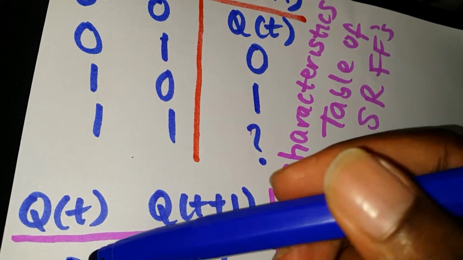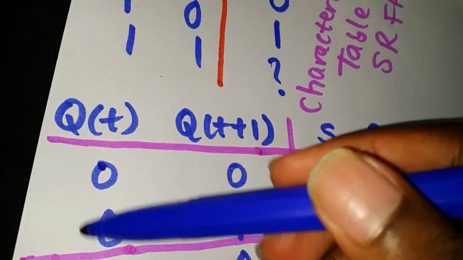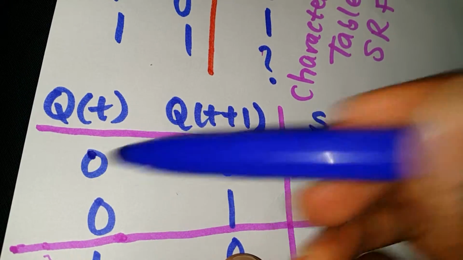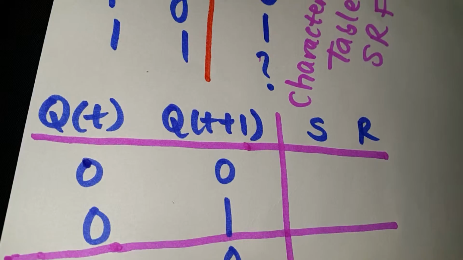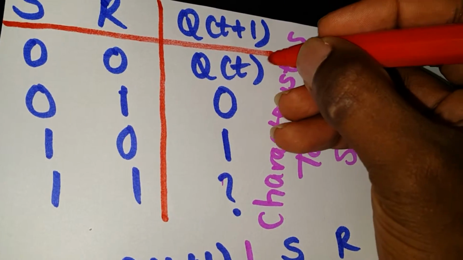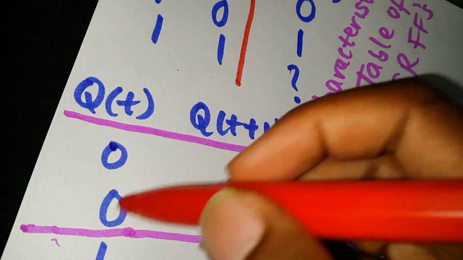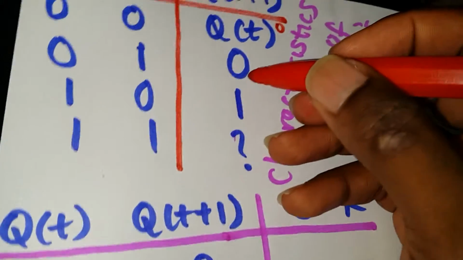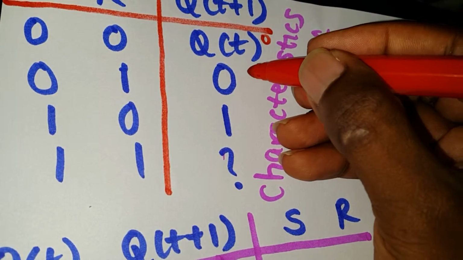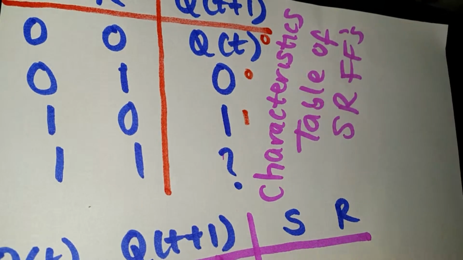here Q of t is 0 in this block, as you can see, is 0 here. So you make this one 0 here, because Q of t is 0 in this block. You make this one 0 here, and this one is still 0, this one is still 1.